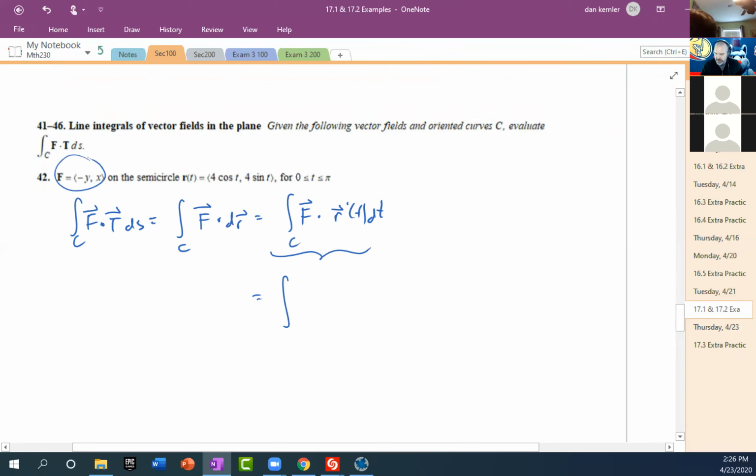So let's see here. F, the field, is negative y comma x. And so we want to look on that particular path. What is y? What is x? That will be negative 4 sine t, and then x is 4 cosine t. Then we'll do the dot product with r prime, negative 4 sine t, 4 cosine t, dt. And this one's nice. They give us the t interval, so 0 to pi.